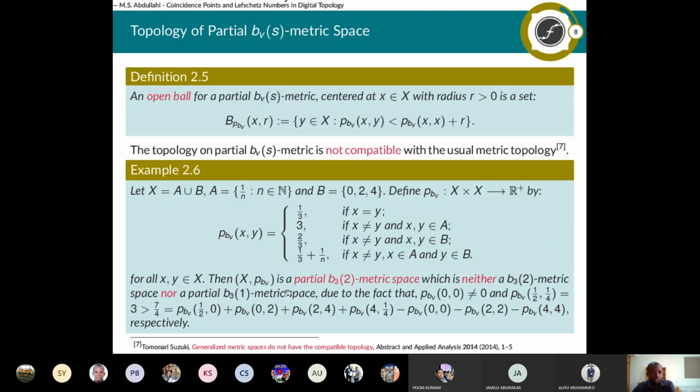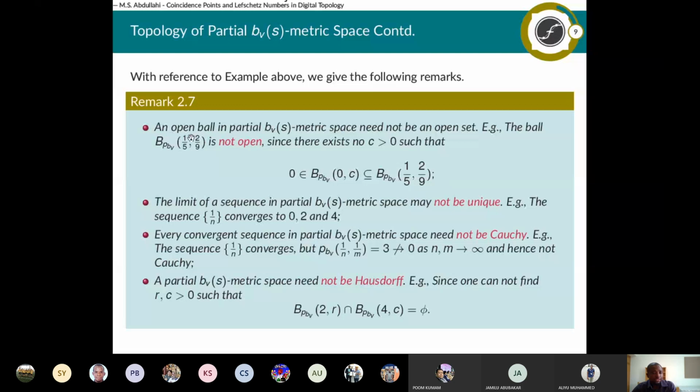So with reference to this definition, we come to terms with this. We know that any open ball in this direction need not be an open set, which is contrary to what we have in the usual metric topology. Why? Because we have this ball that is not open. Why is it not open? It is because we have this inequality. We don't have any C that will give us this kind of inequality or inclusion.